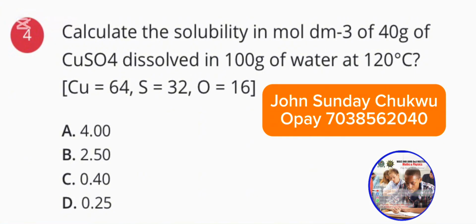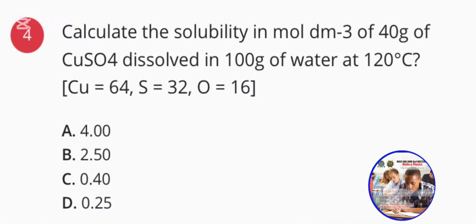The question we want to solve today says: calculate the solubility in mol/dm³ of 40 gram of copper sulfite dissolved in 100 gram of water at 120 degrees centigrade. And then we are given the atomic masses of the elements: copper 64, sulfur 32, oxygen 16. All right, let's go down to the solution.